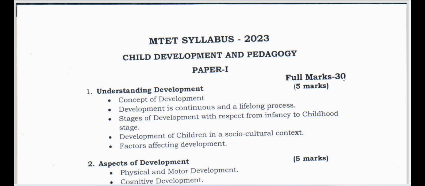Now see, for paper 1 Child Development and Pedagogy, there are 7 units and you will be getting 30 marks. 30 marks means 30 questions, which means one question will carry 1 mark.